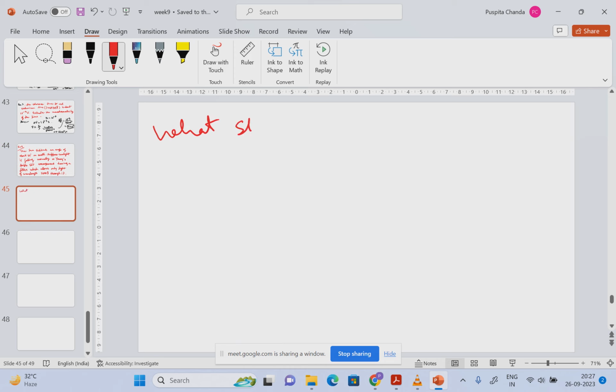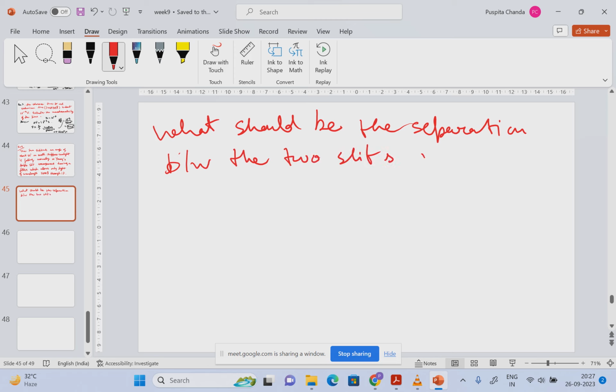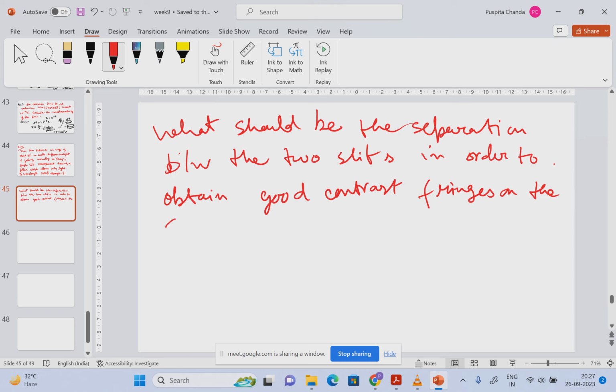What should be the separation between the two slits in order to obtain good contrast fringes on the screen?